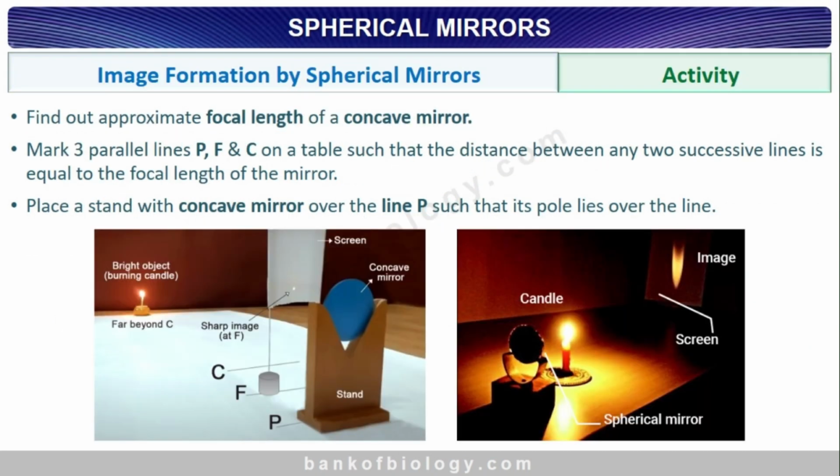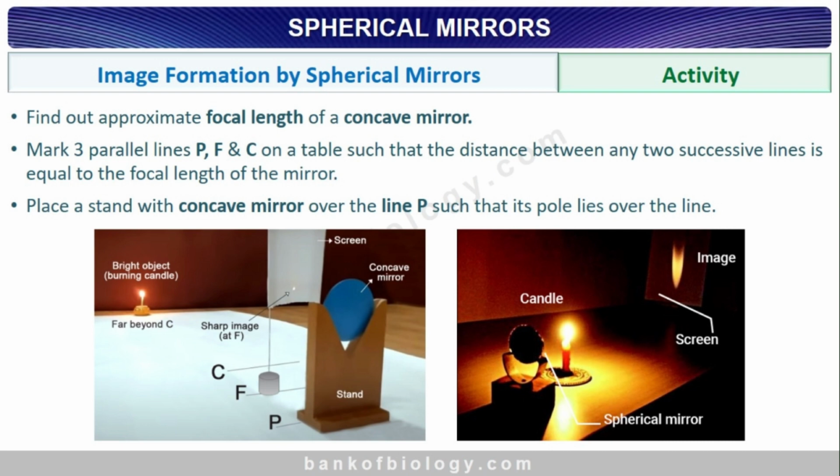Image formation by spherical mirrors. Activity. Find out the approximate focal length of a concave mirror. Mark three parallel lines P, F and C on a table such that the distance between any two successive lines is equal to the focal length of the mirror.